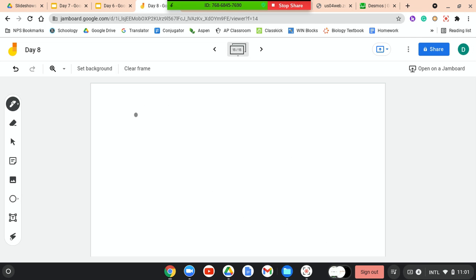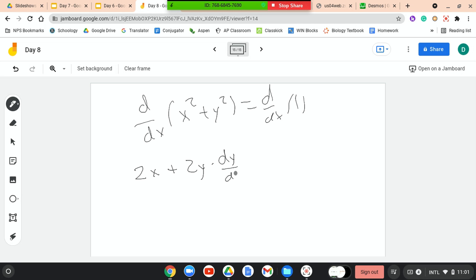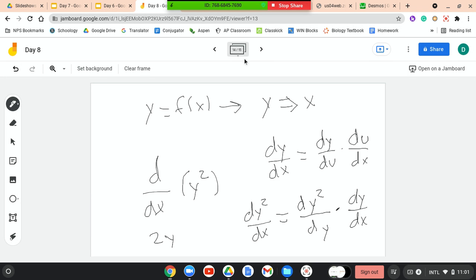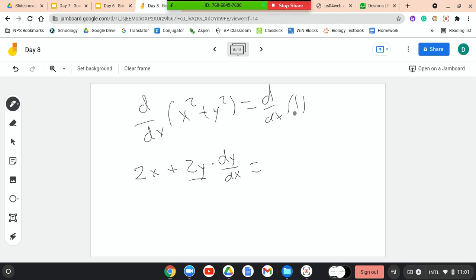Beautiful. So let's go back to our original example. We'd have d/dx of x squared plus y squared equals d/dx of 1, right? So we do the sum rule. The derivative of the first one is just 2x. And the derivative of the second one we said was 2y times dy over dx, because that's what we said before, remember? Yeah. Okay, cool. And that equals the derivative with respect to x of 1, which is 0.